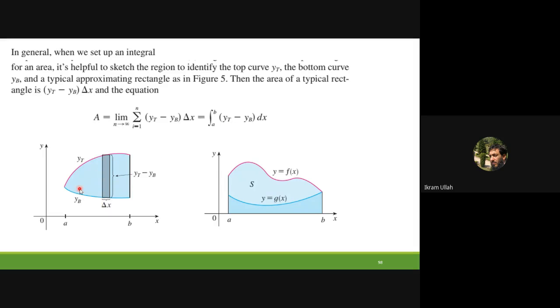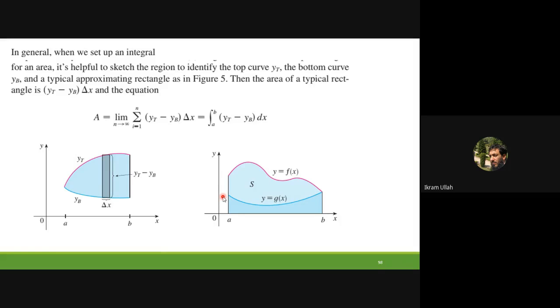Also, you can see from these figures, figure 2 and figure 3, let's suppose. Notice that in this figure the left hand boundary is reduced to a point. This is the left hand boundary of this region. It is a point because the curves cross each other. And in this figure, the right hand boundary is also reduced to a point.